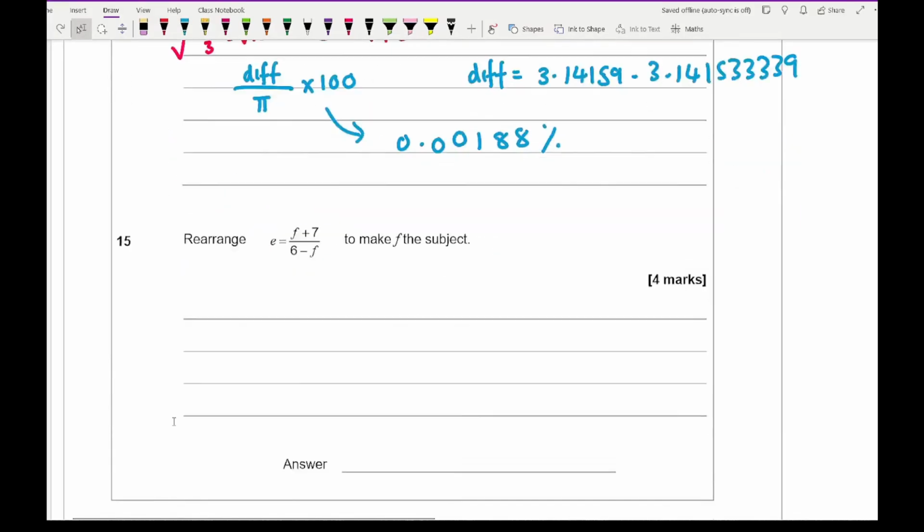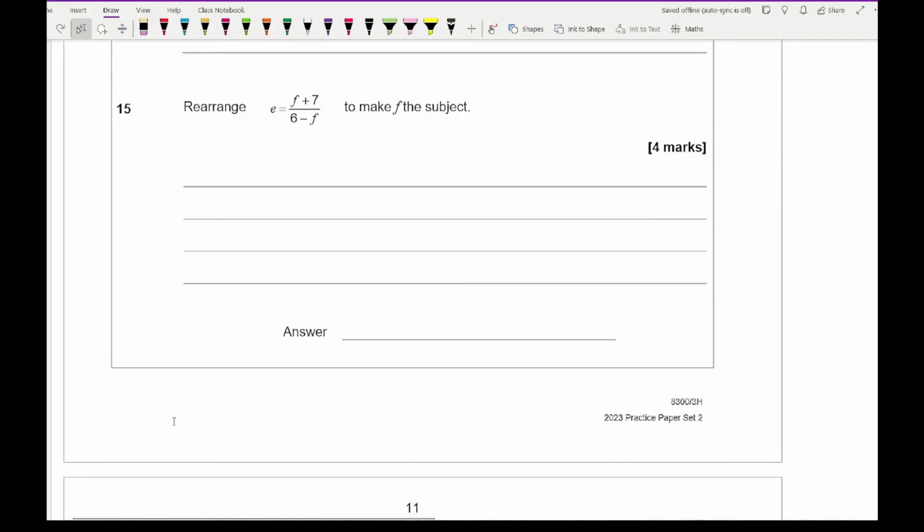Moving on to question 15, we've got to rearrange this formula to make f the subject. So as you can see, we've got 2 f's. So what I'm going to do is put brackets around this denominator as we've got a fraction, and take the denominator over to the other side. So what I end up with is e(6 minus f) equals f plus 7. Then expanding the brackets, I get 6e minus ef equals f plus 7.